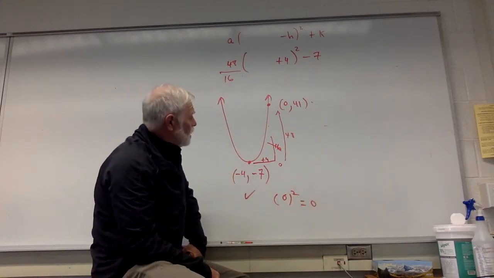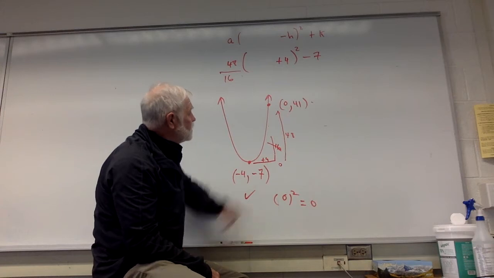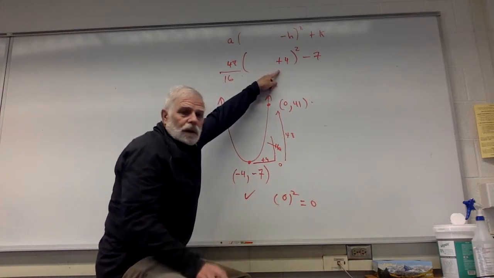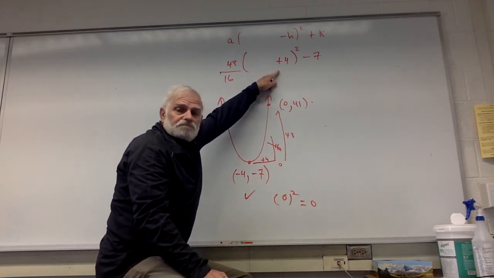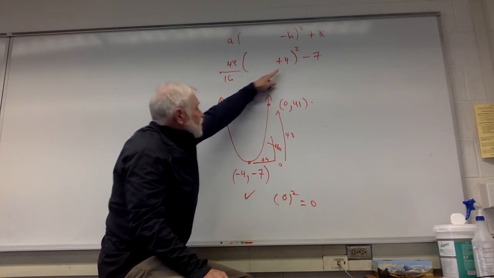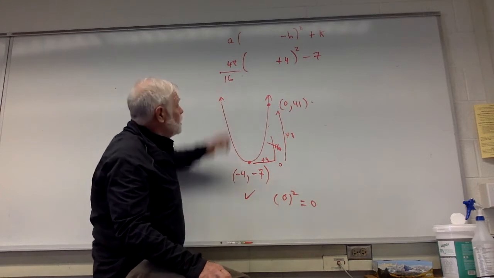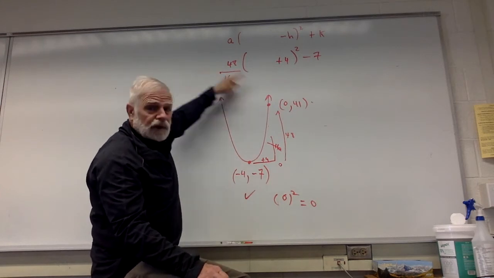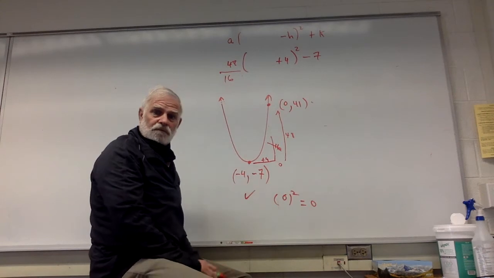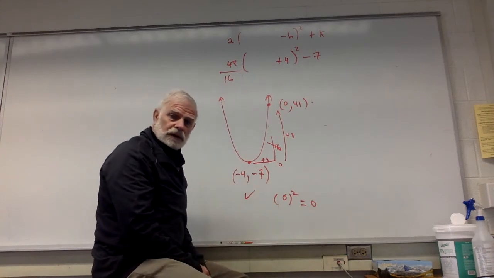That's good. Now let's put 0 in. 0 plus 4. Oh, 16. There, after you square it, right? 16 divided by 16. That's a nice number. 1 times 48. 48 -7. 41. Looks like it works.